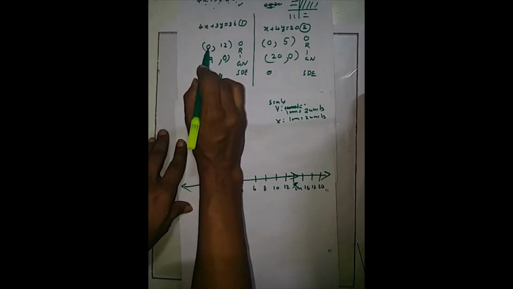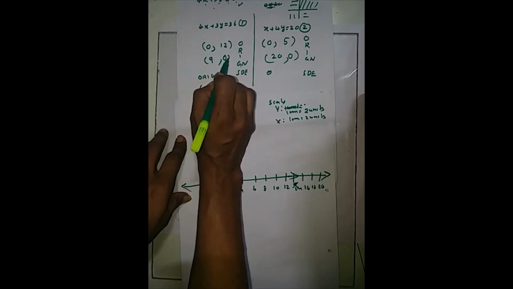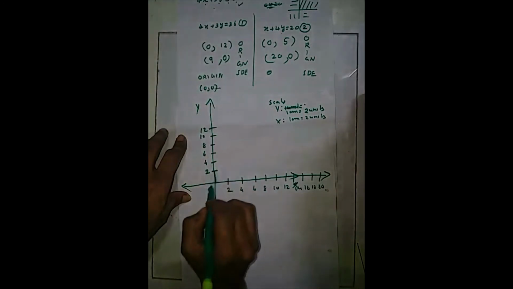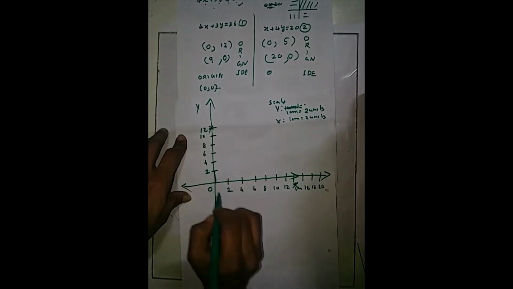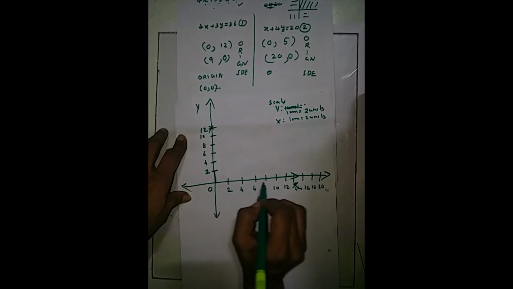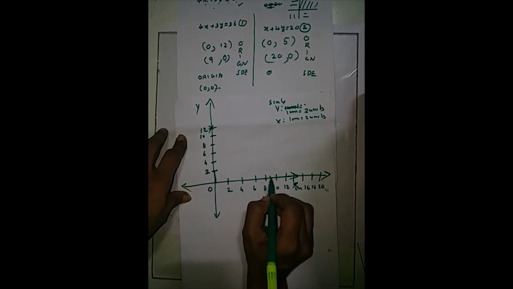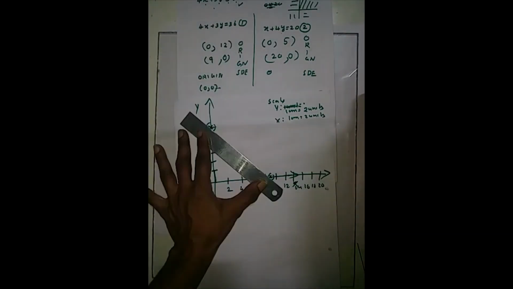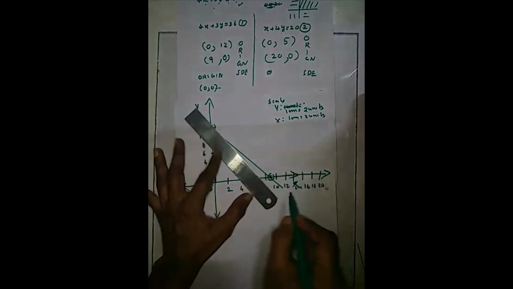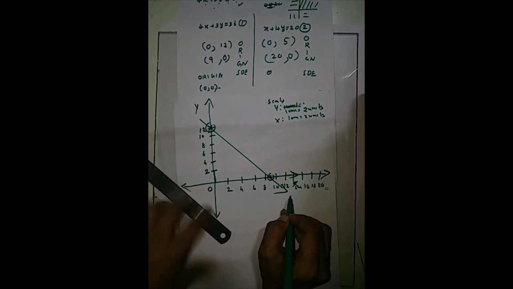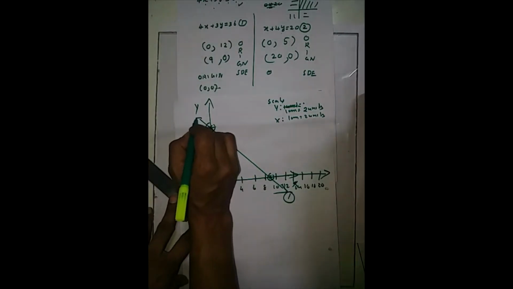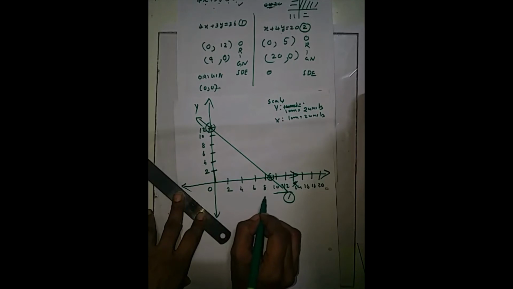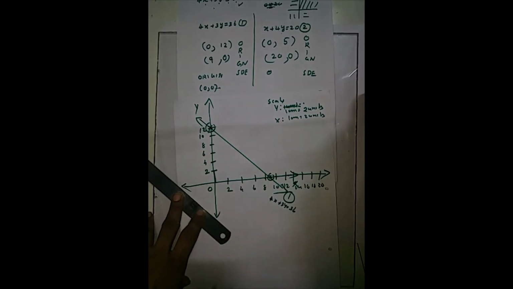Now plotting the points 0, 12 and 9, 0. For drawing this line: 0, 12 and 9, 0, where 9 is in between 8 and 10. Joining these 2 points, you will get this line. Immediately give the equation number 1 or name of the line: 4x plus 3y equal to 36.